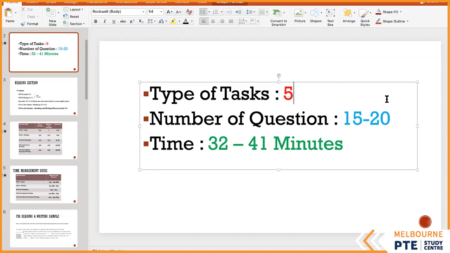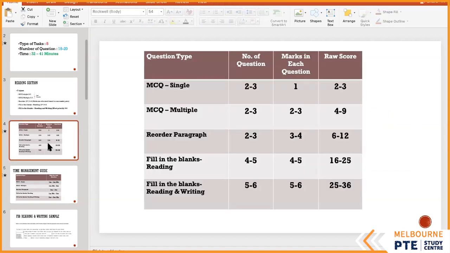Now, obviously, there are certain tasks that are more important than others. So these are the tasks that we have, and here I have given a breakdown for you to understand. In MCQ single, I can get 2 to 3 questions. For MCQ multiple, same thing, 2 to 3 questions. For reorder paragraph, 2 to 3 questions. Fill in the blanks reading, 4 to 5 questions, and fill in the blanks reading and writing, 5 to 6 questions. In the middle column, you see marks per question. For MCQ single, per question, I'm getting how many marks? One mark, right? And the total marks from MCQ singles is 2 to 3.